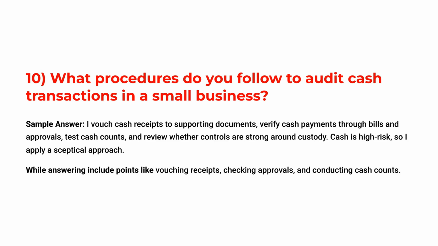What procedures do you follow to audit cash transactions in a small business? Sample answer. I vouch cash receipts to supporting documents, verify cash payments through bills and approvals, test cash counts, and review whether controls are strong around custody. Cash is high risk, so I apply a skeptical approach. While answering, include points like vouching receipts, checking approvals, and conducting cash counts.